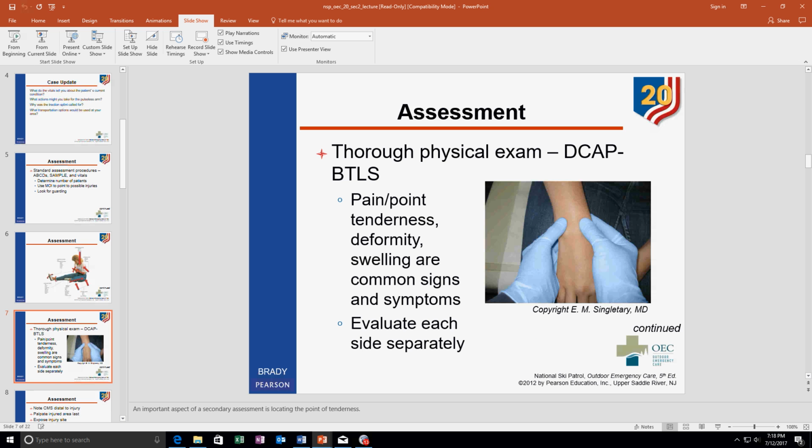Again, very good assessment chart here. DCAP-BTLS: anything that looks out of the ordinary. Pain, tenderness, deformity. The good thing is that when we were created, they gave us two, so you can compare one against the other. Look at one shoulder, look at the other shoulder. Look at one hand, look at the other hand. See if there's symmetry or there's some deformity that you can recognize a little more clearly.